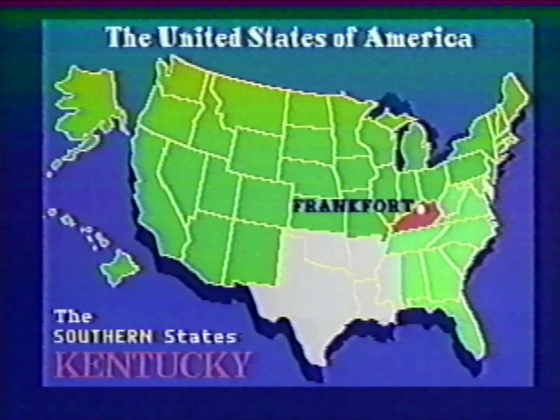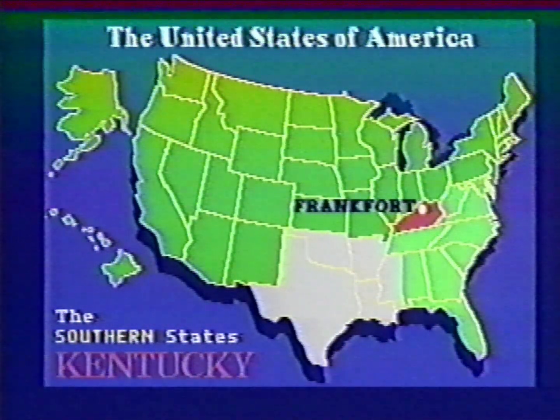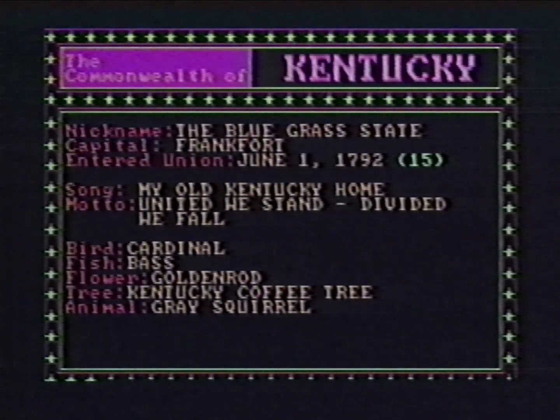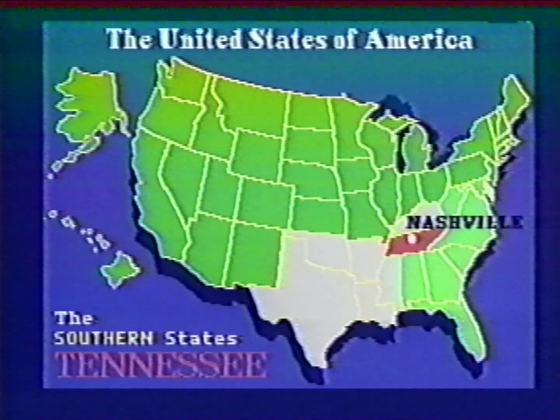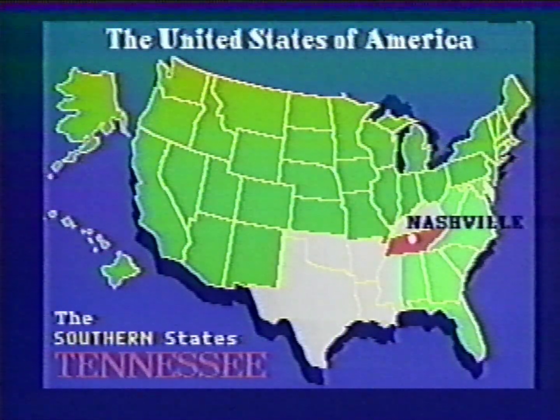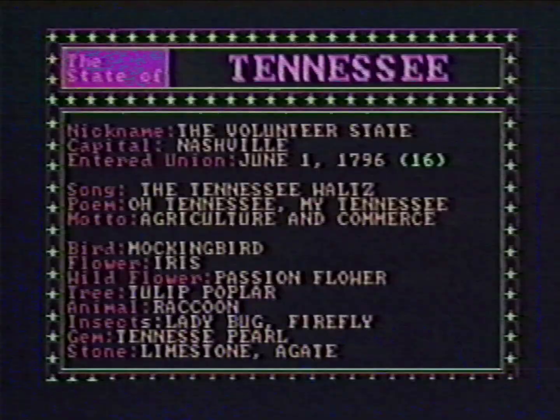The capital of Kentucky is Frankfort. Kentucky derived its name from the Wyandotte Indian word Katintate, meaning the land of tomorrow. The capital of Tennessee is Nashville. Tennessee was named after the principal Cherokee Indian village of Tennessee.